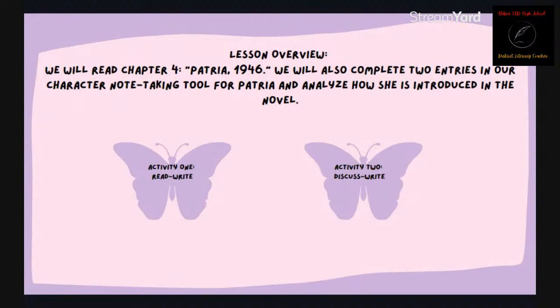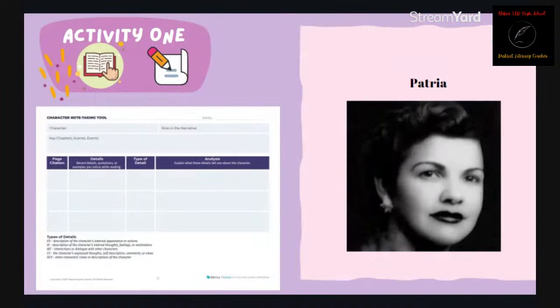For the lesson overview, we will read Chapter 4, Patria, 1946. We will also complete two entries in our character note-taking tool for Patria and analyze how she is introduced in the novel. So for the first activity in this lesson, students begin by reading and annotating Chapter 4, Patria, 1946, and completing their character note-taking tool for Patria, as well as adding new or interesting words they encounter in their vocabulary journal.